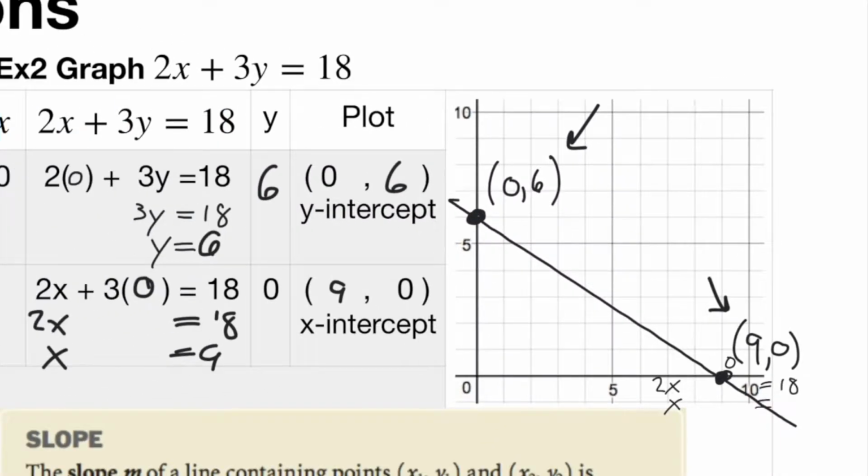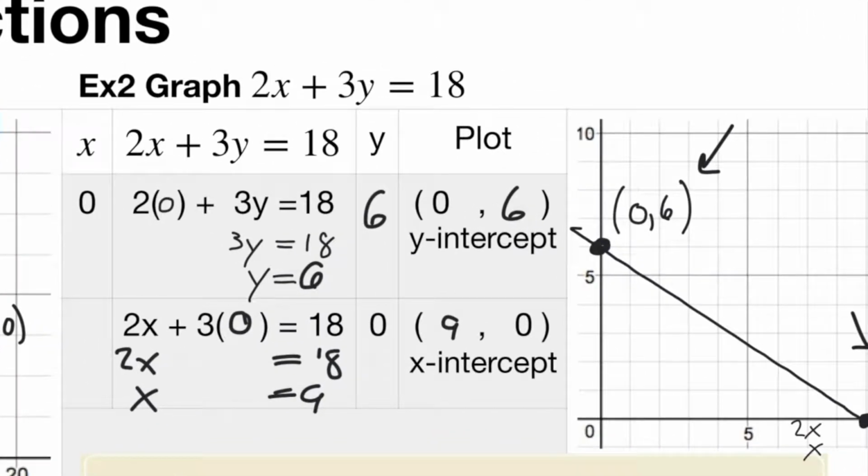These are called intercepts. The top one here is called the y-intercept because it intercepts the y-axis, even though the y itself is not 0, y is equal to 6. The x-intercept is down here when you have the point 9, comma 0.